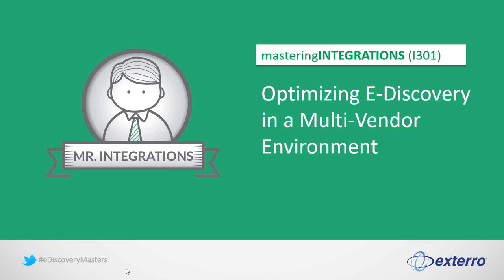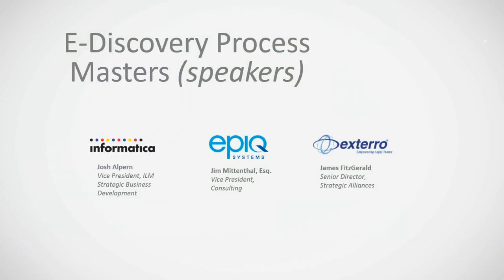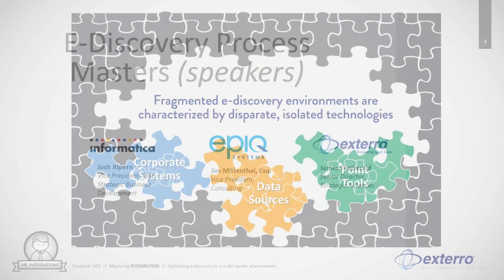Today's topic is the master's quick guide to optimizing e-discovery in a multi-vendor environment. I'm joined by Jim Fitzgerald from Xtero, Jim Mittenthal from Epic Systems, and Josh Alpern from Informatica. And Josh, why don't you get us started?